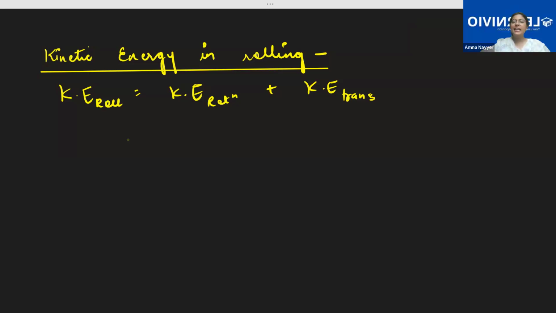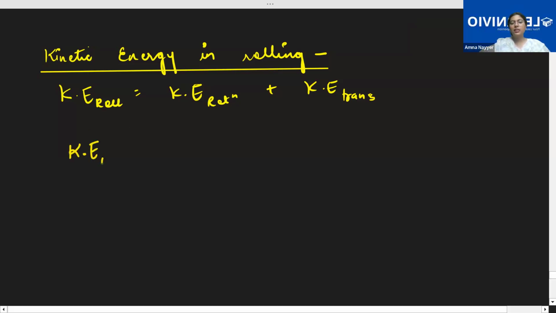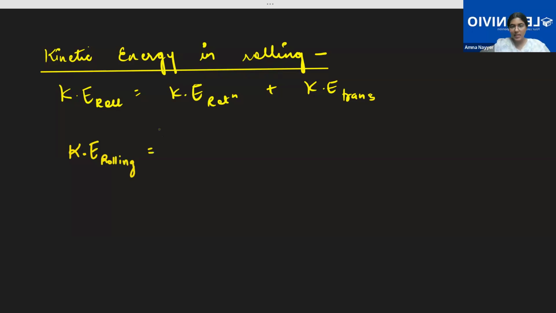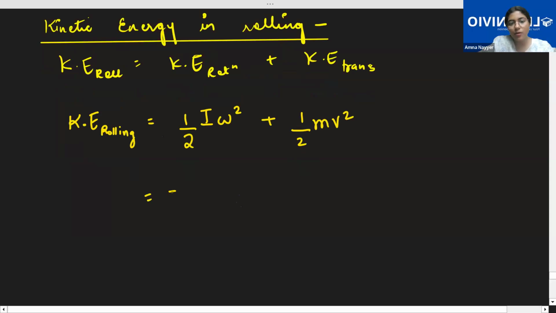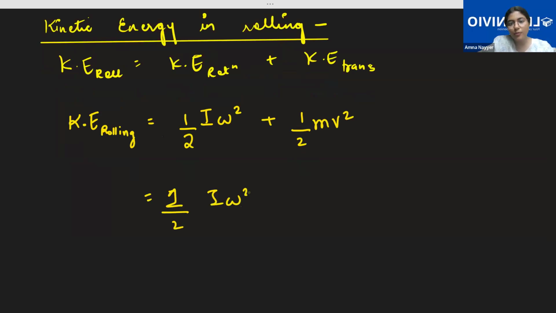Okay, see, kinetic energy in rolling. When we talk about the kinetic energy in the rolling motion, we'll have the translational component and rotational as well. Rotational, we know what the rotational component is. It's half I omega square, while kinetic energy in translation is half m v square. If we take half common from both of these, we'll be left with half times (I omega square plus m v square).